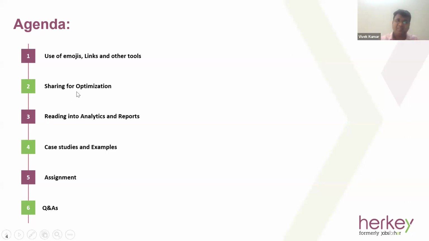Okay. Then comes the part where we can talk about sharing for optimization. So how do you ensure that you are getting the reach and the engagement that you are looking for? How do you share it, or how do you prompt your users to share your content? Okay. And finally, we'll look into the analytics and the reports, wherein I'll tell you more about how to read into the numbers that we are gathering from different social media platforms and how to make use of those numbers so that we are able to scale our platforms.